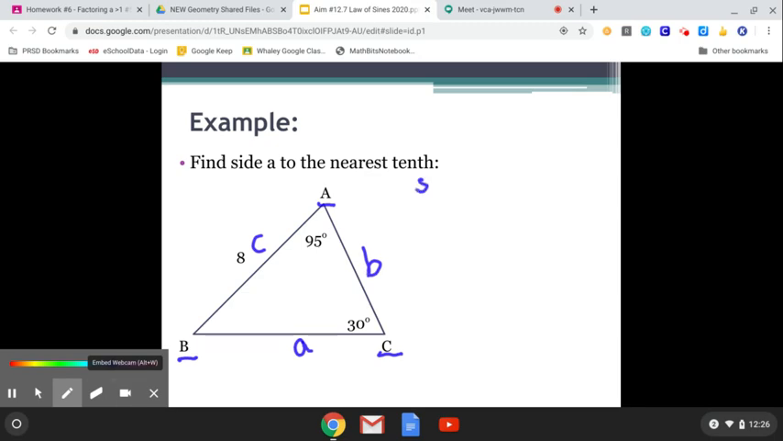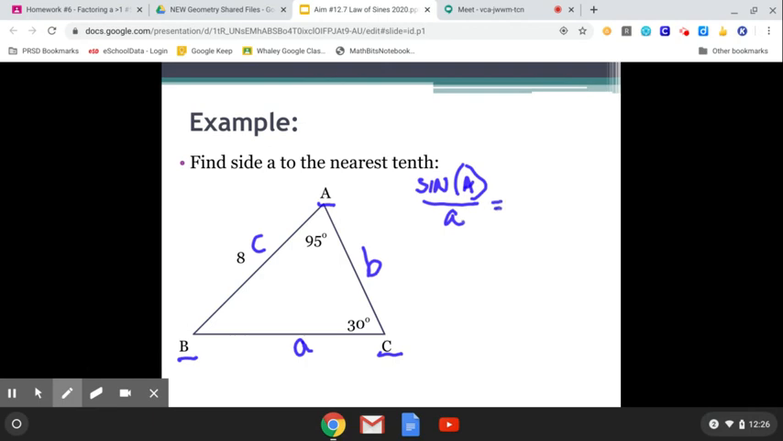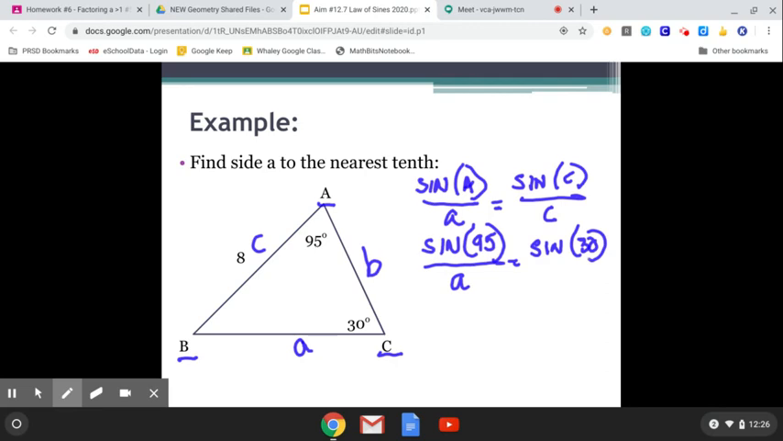The law of sines says you take the sine of A, divide it by the side A, and that should be equal to, well, in this case, we're not going to use sine B over B because we don't have information about B. We're going to do sine of C over C because those are the pieces that we have information about. Now we're going to substitute in and then solve that proportion. So the sine of 95 over A is equal to the sine of 30 over 8.